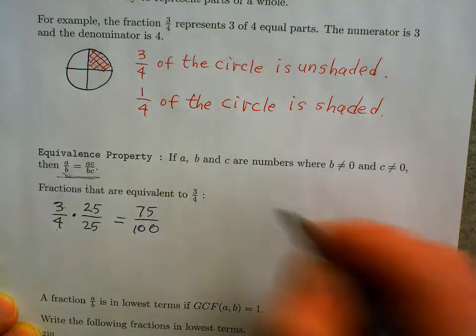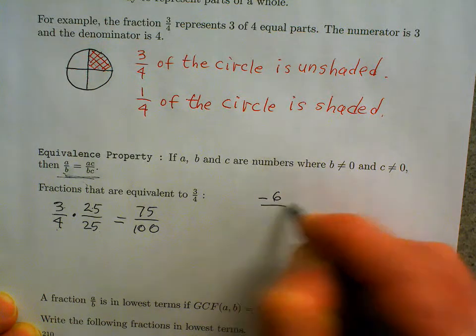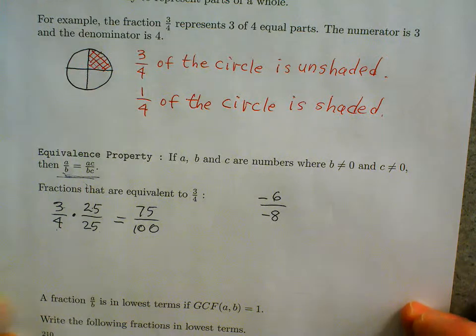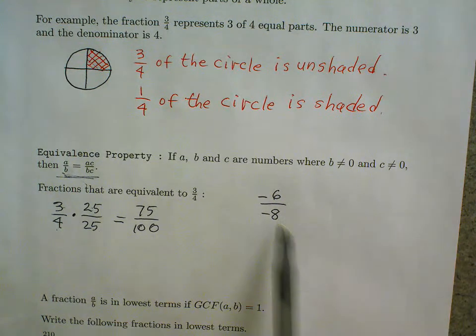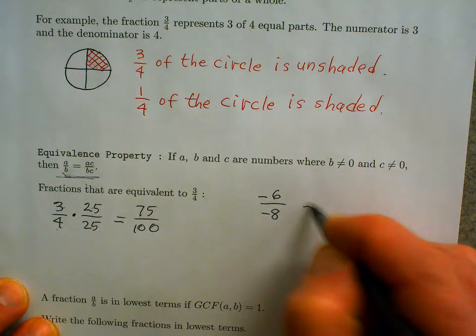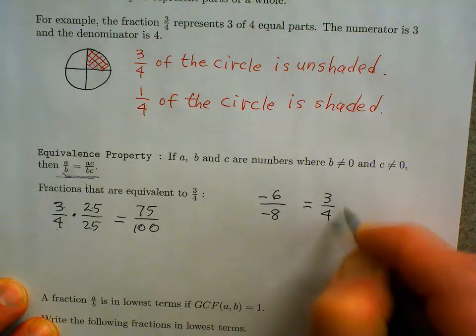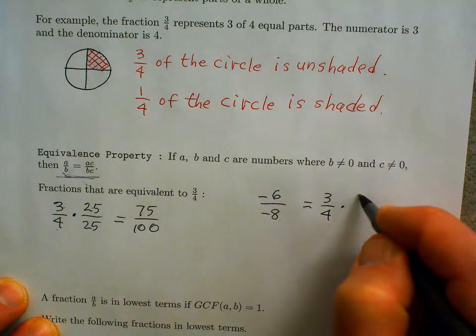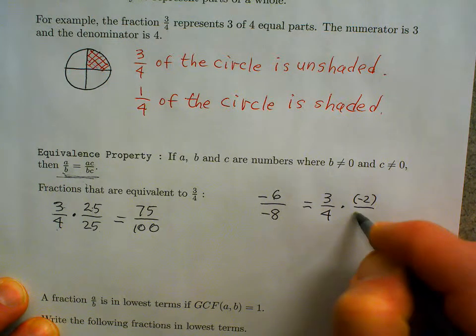Another example, if you had -6 over -8, this is a fraction that is equivalent to 3/4 also. To get that, you can just multiply the fraction 3/4 by 1 in the form -2 divided by -2.